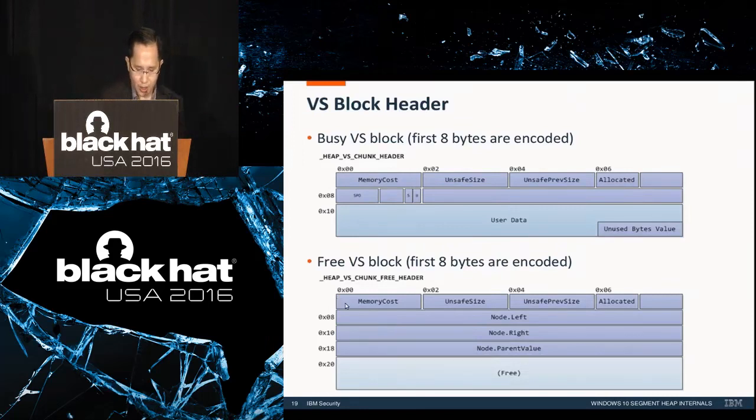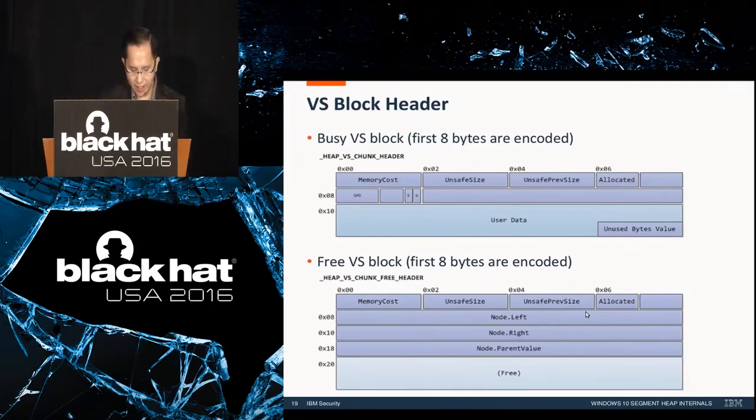And the memory cost field is only significant in free VS blocks. It is a value computed based on how much portion of the free VS block is committed. The more portion of the free block is committed, the lower the memory cost is. So unsafe size is the size of the block, and the unsafe previous size is the size of the previous block. And the allocated field is a non-zero value if the block is busy.